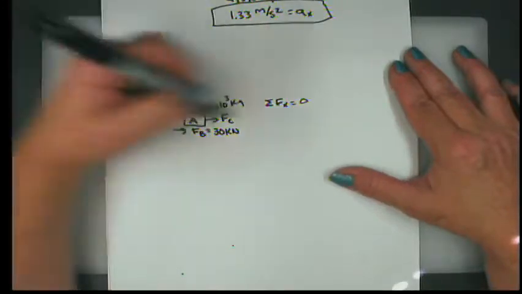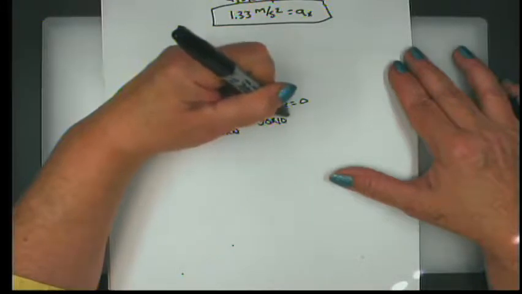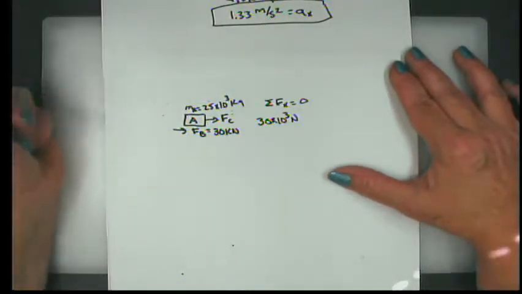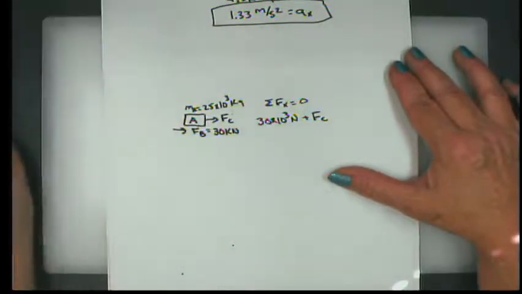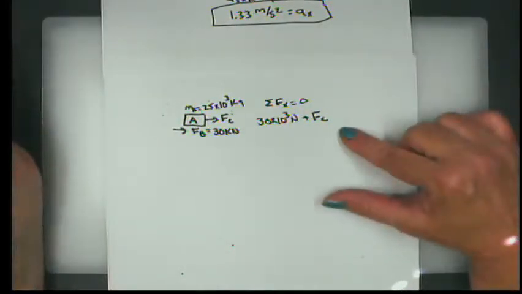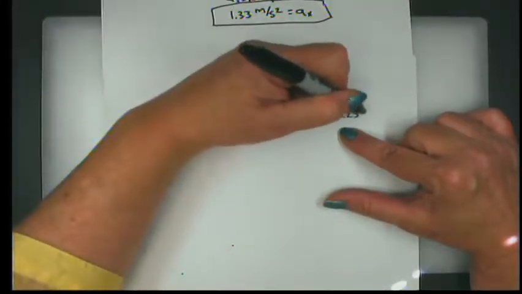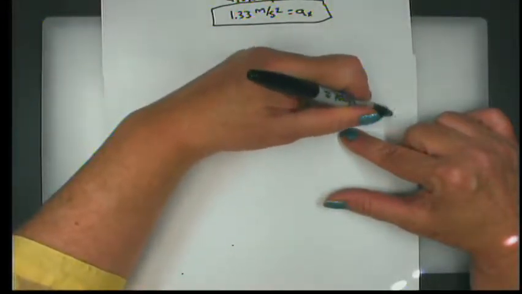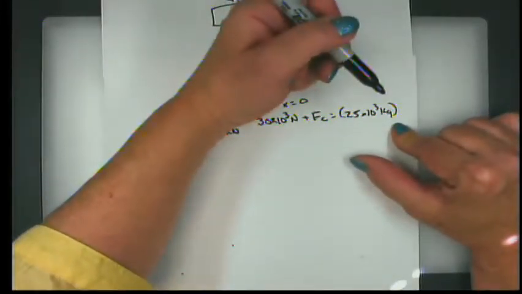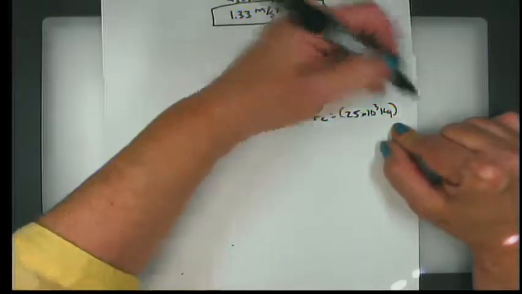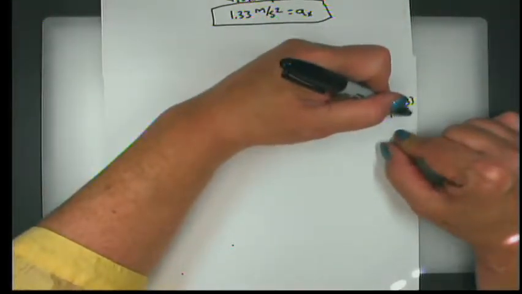So my forces, I have 30 kilonewtons. So I'm going to call that 30 times 10 to the third newtons, since I learned the last time, plus the force in the coupling. I have them both drawn the same way. That is going to be equal to the mass just of car A, 25 times 10 to the third kilograms, times the acceleration, which I know what that is as well, don't I? Which is 1.33 meters per second squared.